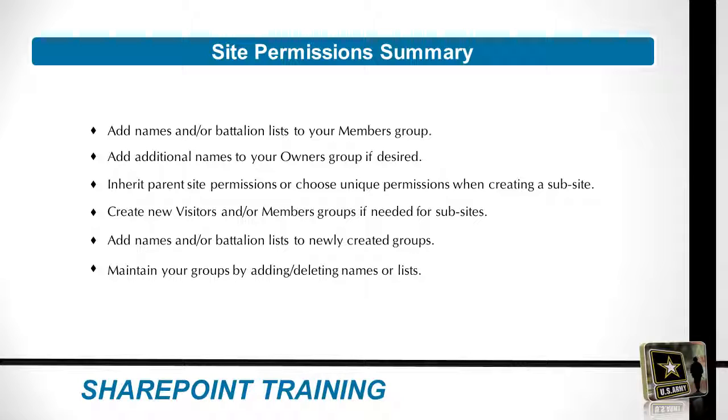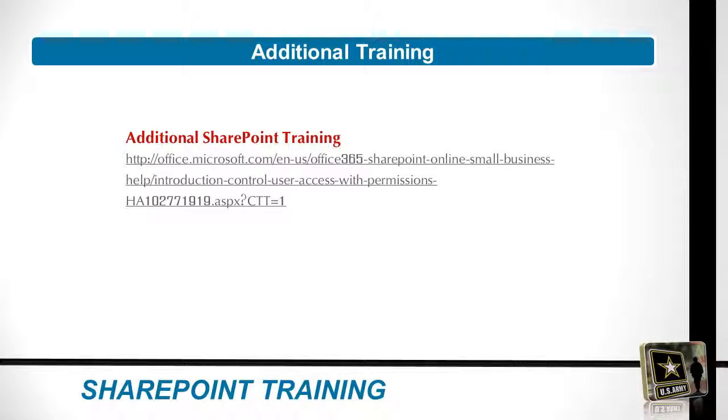If you create subsites, either inherit your parent site permissions or choose to have unique permissions. If you choose unique permissions for a subsite and want to limit the visitors and members, create new visitors and members groups. After you create the new groups, add names to them. And finally, maintain your groups by adding and deleting names and/or battalion lists when appropriate. Understanding site permissions is critical to controlling your collaboration site.